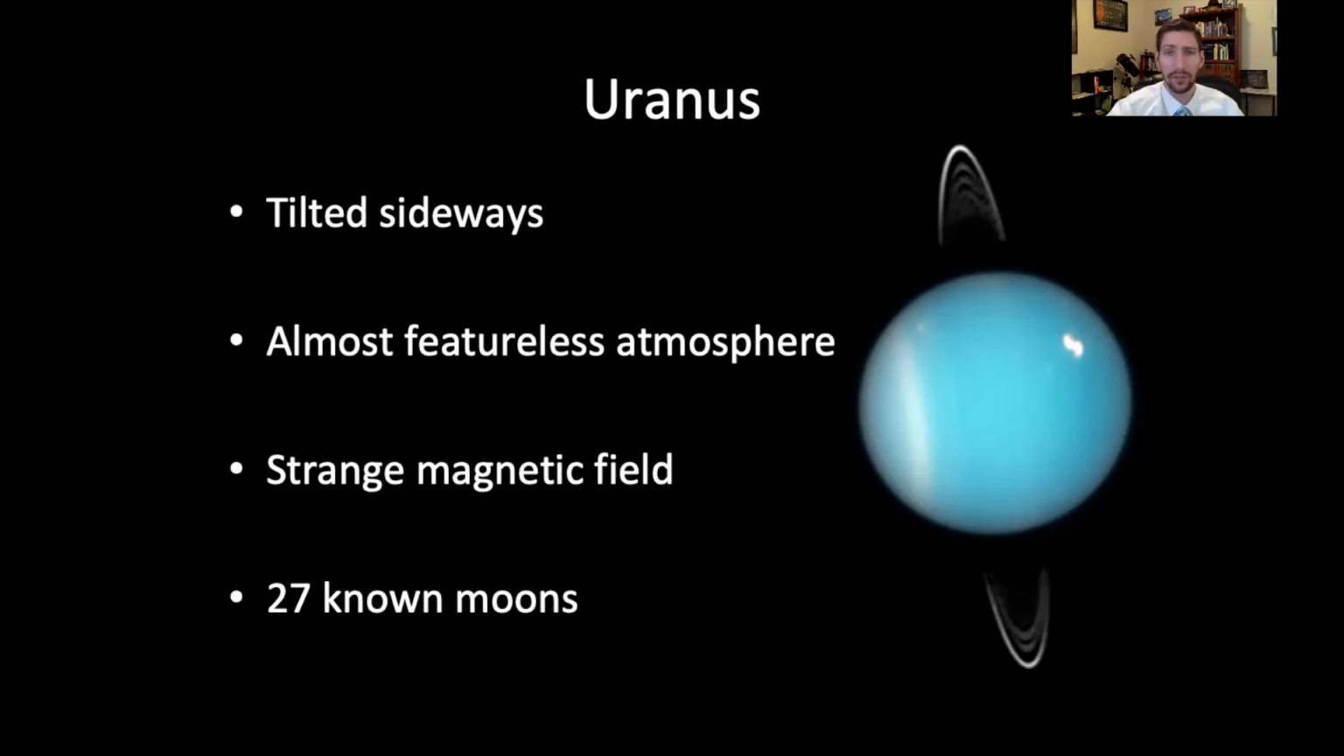Uranus has a ring system and 27 known moons. They are pretty small or mid-sized and tightly packed. So far, only Voyager 2 has flown by Uranus in 1986.